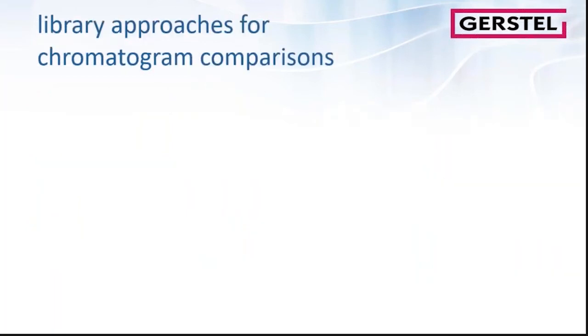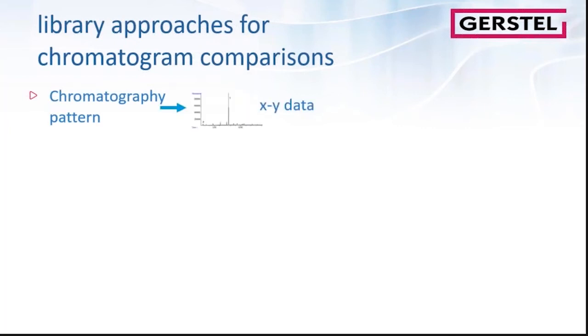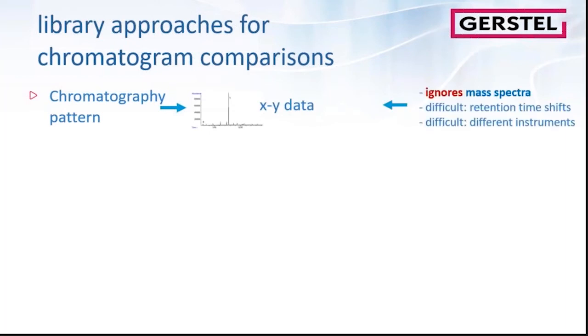So this all shouts for library approaches or software approaches for chromatogram comparison, especially for pyrogram comparisons. And yeah, there are approaches available, of course. I remember 20 years ago, there were approaches where only the chromatography pattern was taken into account. So they used the chromatogram, but only the XY data of the chromatogram. Of course, this is difficult because it ignores the information from the mass spectra.